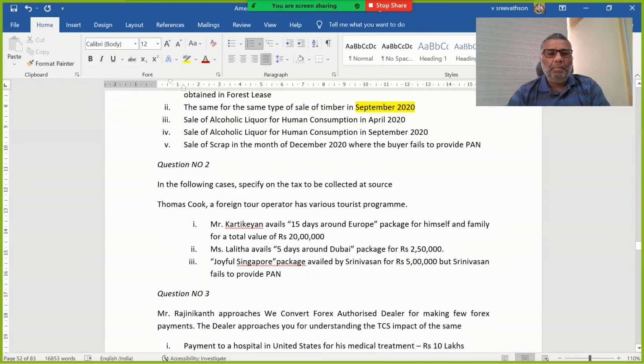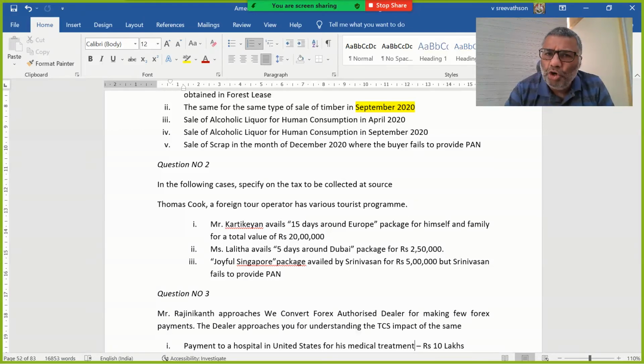Question number 2. In the following cases, specify the tax to be collected at source. Thomas Cook, a foreign tour operator, has various tourist programs. Mr. Karthikeyan has availed a 15 days around Europe package for himself and his family, 20 lakhs. Lalita avails a 5 days around Dubai package of 2,50,000. Joyful Singapore package availed by Srinivasan, 5 lakhs, but Srinivasan fails to provide PAN.